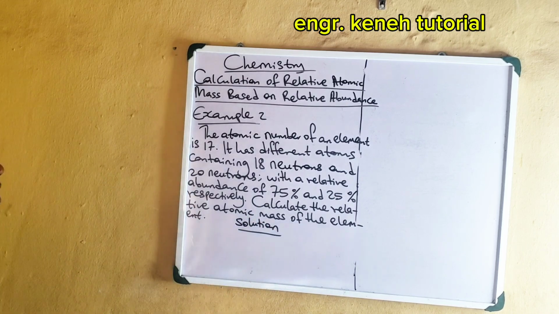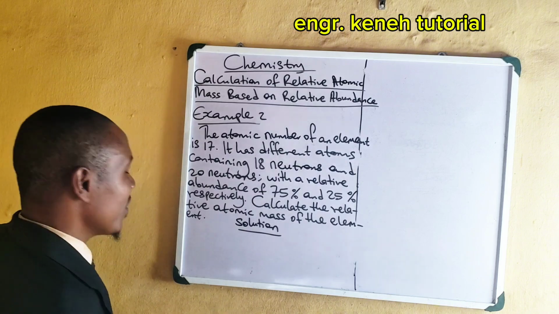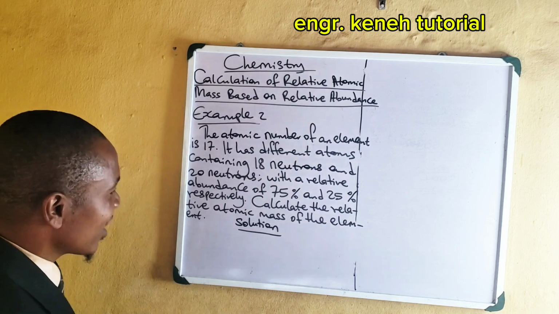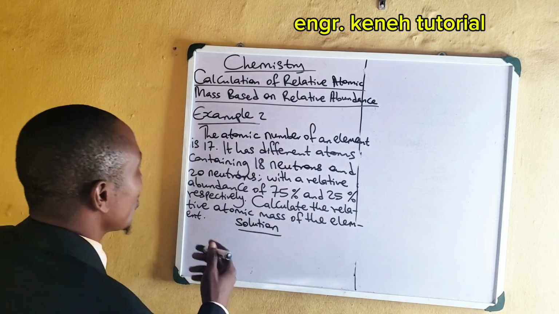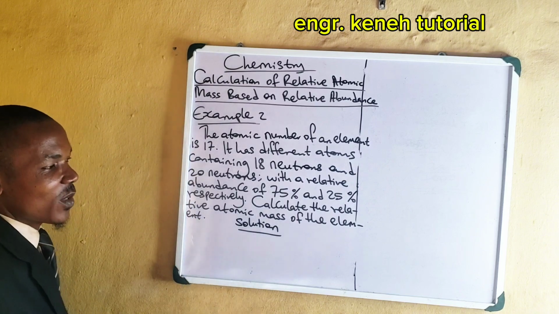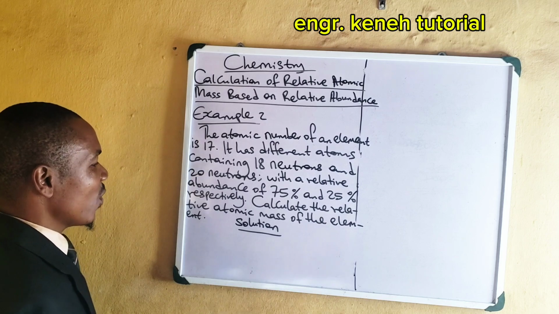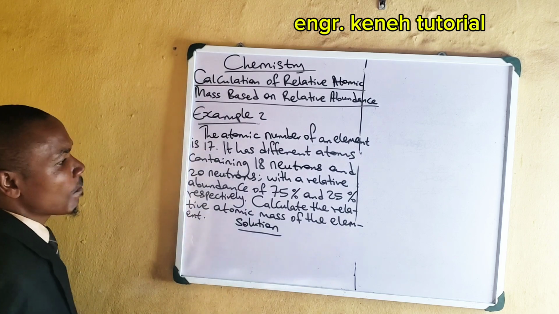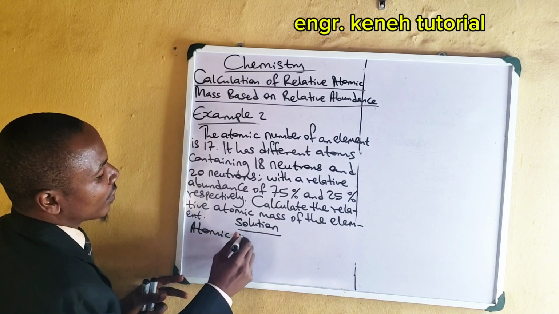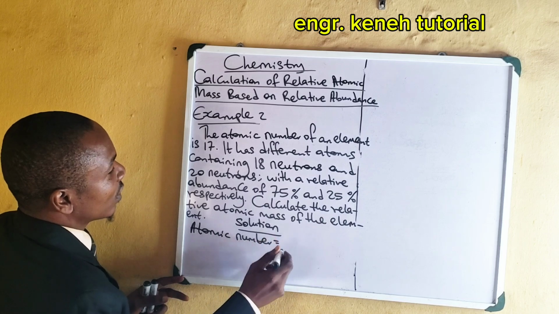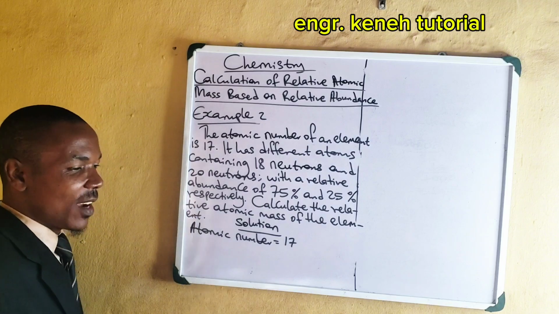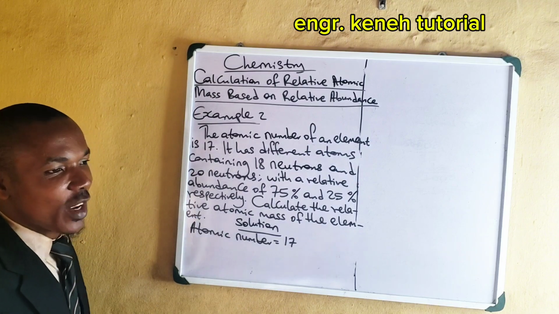All right. It has different atoms. For it to have different atoms, it means that it experiences what? Isotopy. That means it has isotopes. All right. It has different atoms containing 18 neutrons and 20 neutrons with a relative abundance of 75% and 25% respectively. All right. So it means that the atomic number is what? We have it to be 17. So we say that when it comes to isotopes, they have similar atomic numbers but different what?